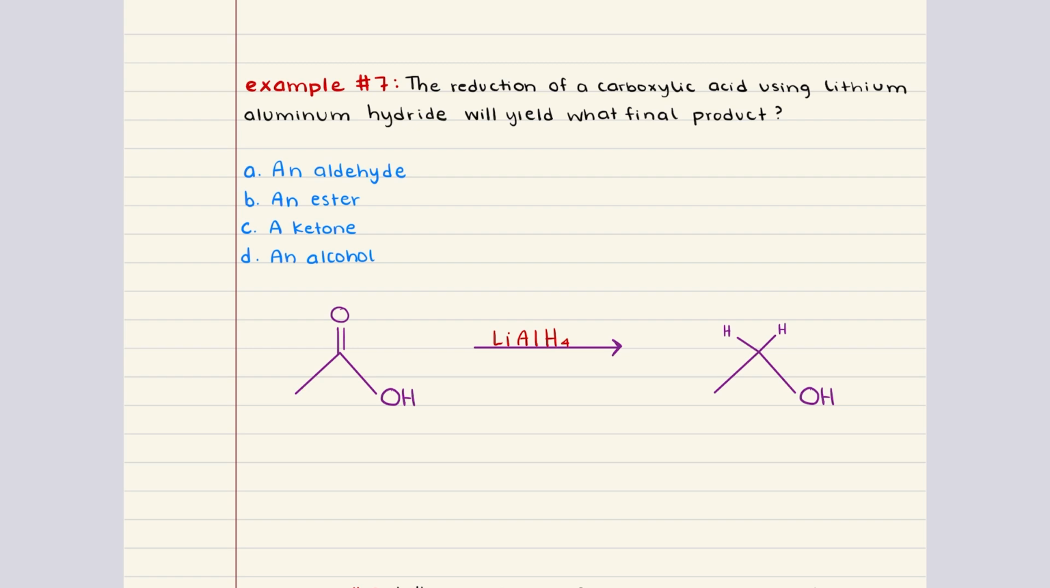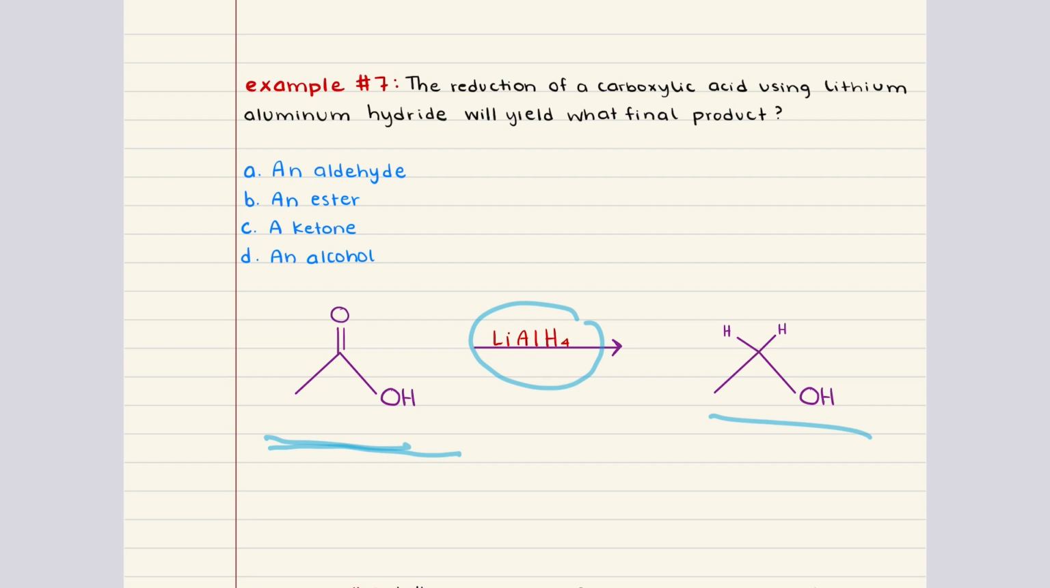When a carboxylic acid is treated with lithium aluminum hydride, a strong reduction occurs. Lithium aluminum hydride reduces the carboxyl group completely. So we go from this reactant, this carboxylic acid, to this final product, which is a primary alcohol, not an aldehyde, not an ester, not a ketone.